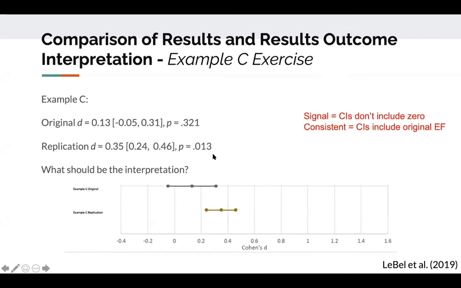Okay, for the last example, example C. Original D is 0.13, lower bound is negative 0.05, upper bound 0.31 with a p-value of 0.321. Replication D is 0.35, lower bound 0.424, and upper bound 0.46 with a p-value of 0.013. What should be the interpretation? Signal is consistent larger, okay.